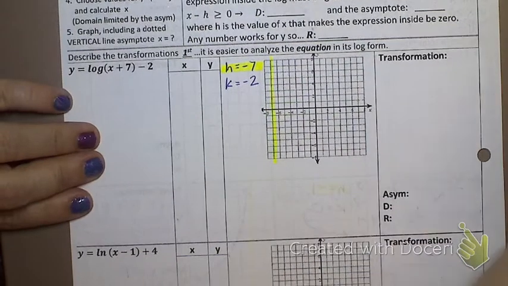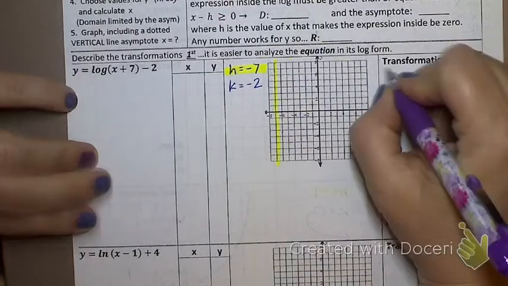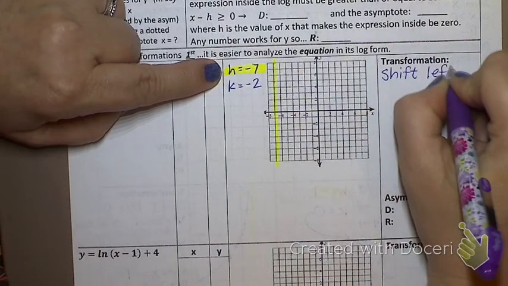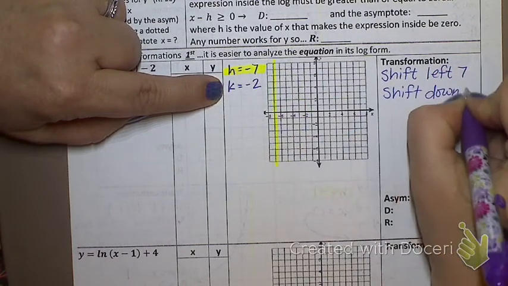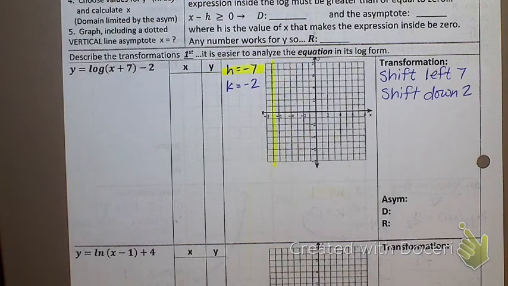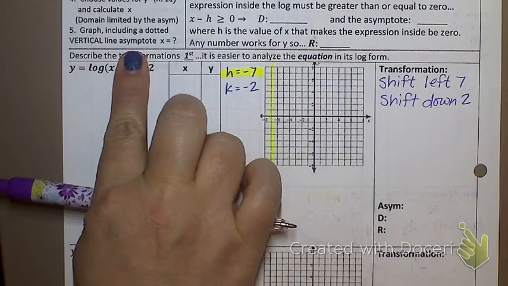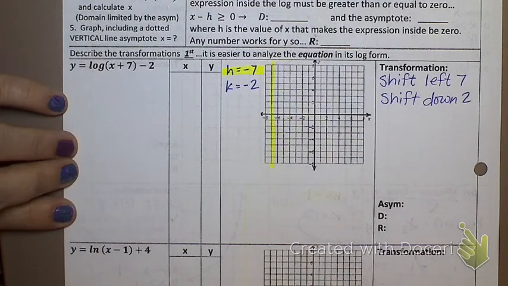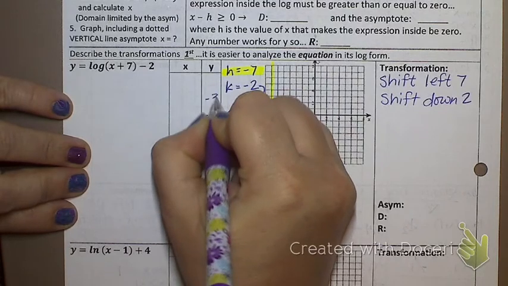Okay, so are there any other numbers in my equation other than h and k? No. So as far as listing my transformation, I have a shift left 7 and a shift down 2, and that's all that's going on. Anyone know what the parent function is? Cross off all your numbers, and that's your parent function. Y equals log x. That would be the parent function there. Okay. All right. So let me put my k value in the middle. Fill in some values around.